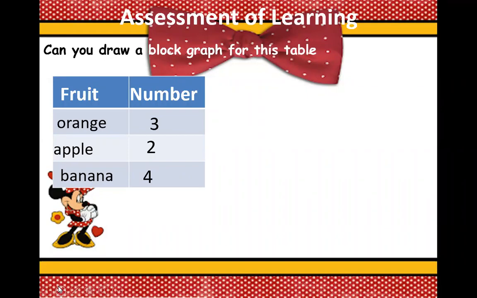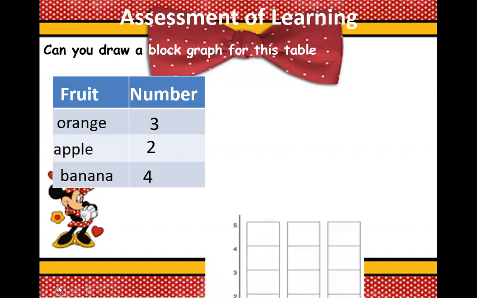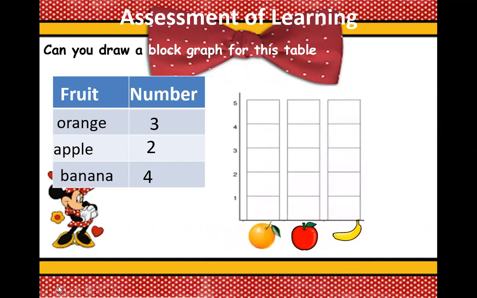Assessment of learning. Can you draw a block graph for this table? Information given are fruit, orange, apple, banana. There are numbers 3 to 4. So we are going to draw a block graph. So on the x-axis, we are going to keep the items orange, apple and banana. On the y-axis, the numbers from 0 to 5.